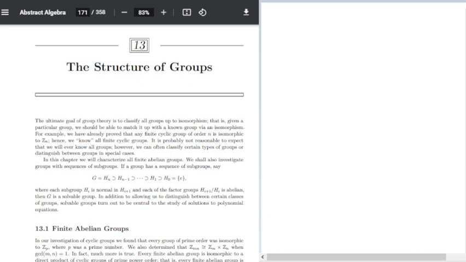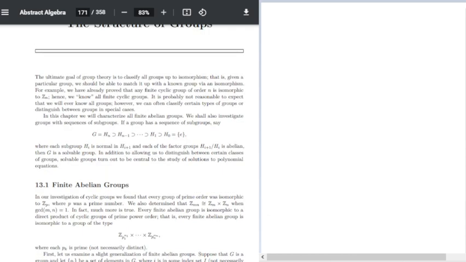Chapter 13, the structure of groups. The ultimate goal of group theory is to classify all groups up to isomorphism. That is, given a particular group, we should be able to match it with a known group via an isomorphism. For example, we have already proved that any finite cyclic group of order n is isomorphic to Z sub n. Hence, we know all finite cyclic groups. It is probably not reasonable to expect that we will ever know all groups. However, we will often classify certain types of groups or distinguish between groups in special cases.